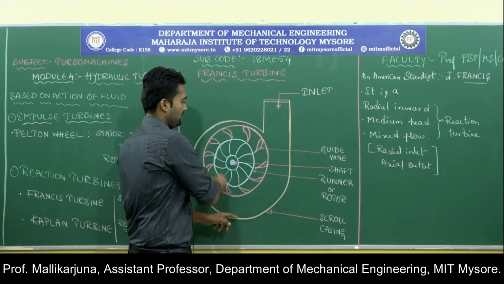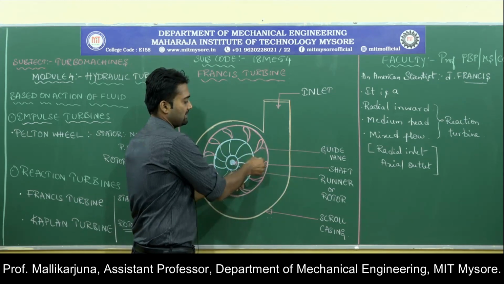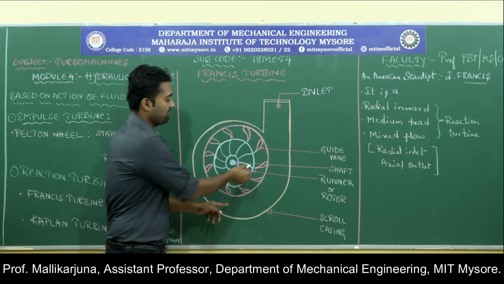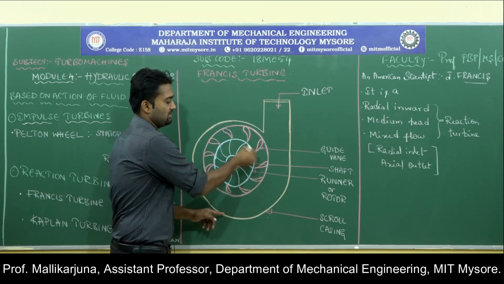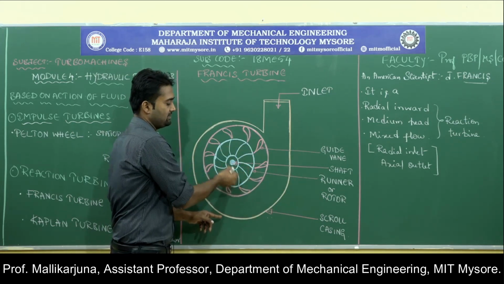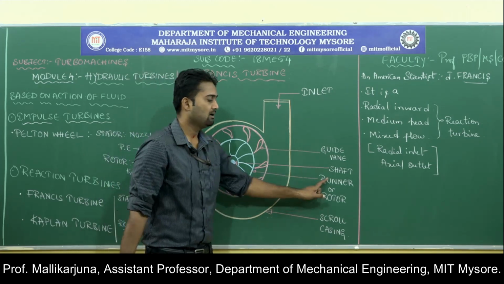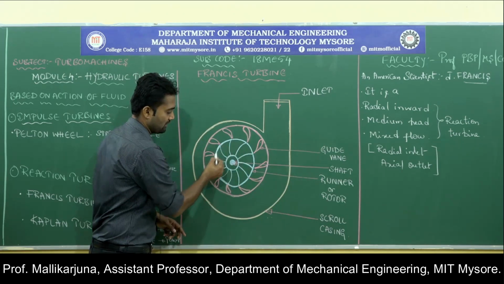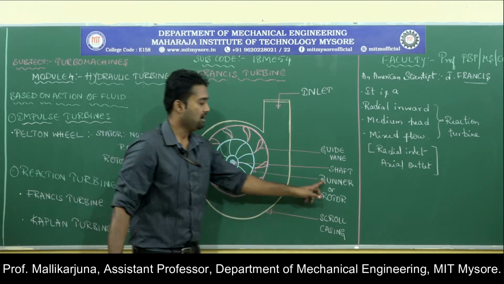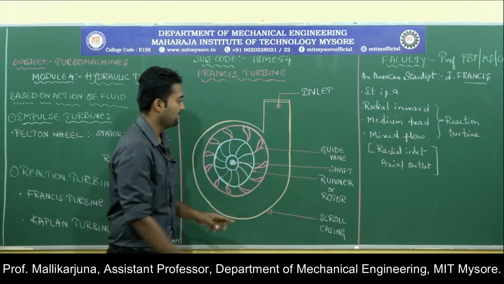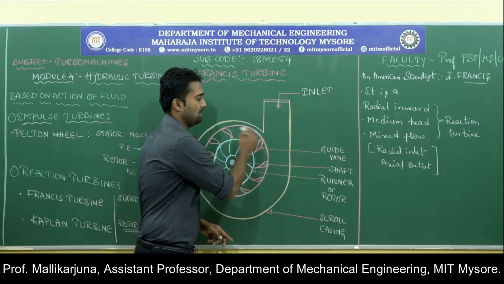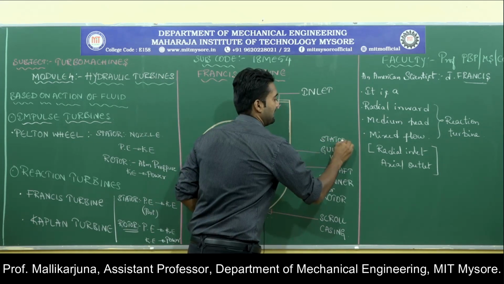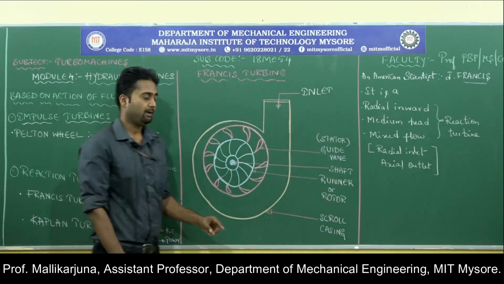We have a ring over here. These rings are provided with guide vanes, and we have a disc. To this disc a number of vanes are attached. These vanes are considered as moving vanes, and this entire portion is considered as the runner or rotor part. Make sure these guide vanes are nothing but the stator part. Stator in the sense a static component of the turbine.